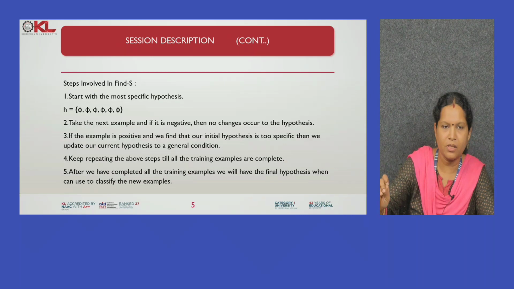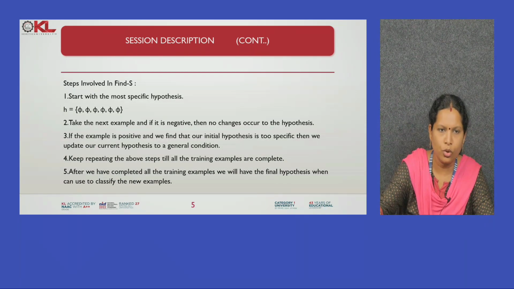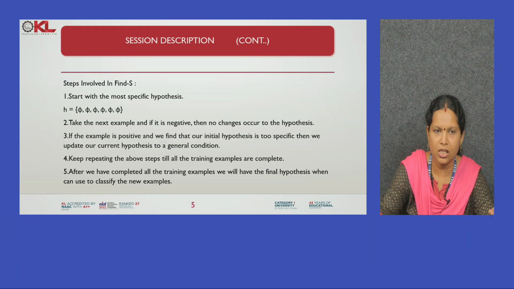Then coming to the steps involved in Find S algorithm. Find S algorithm always starts with the most specific hypothesis, which means the hypothesis will be the pi symbol. Here we have taken the values as pi symbol. Next step, take the next example, and if it is negative, then no changes occur to the hypothesis. So we are not going to change anything in the example, so leave it as it is.